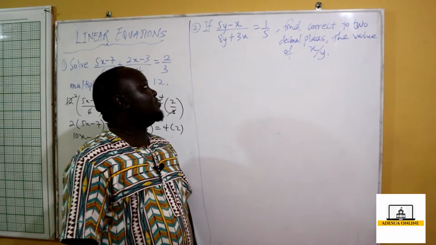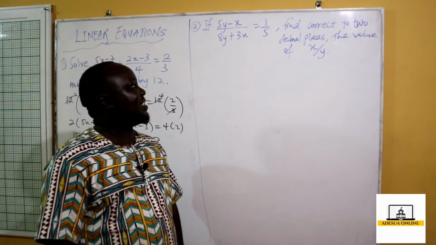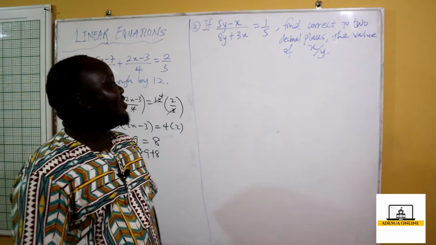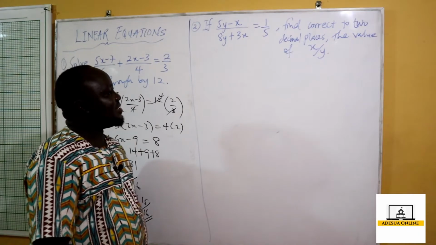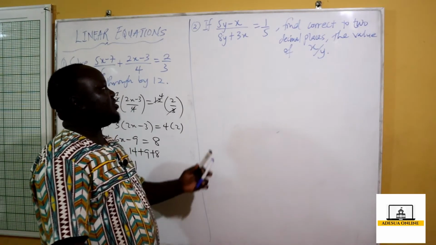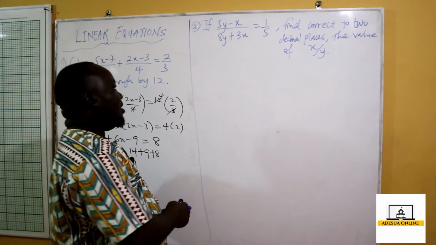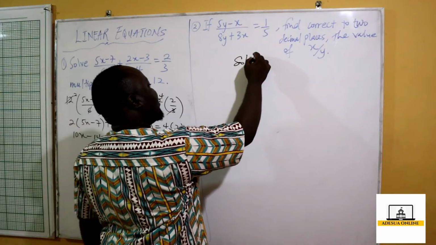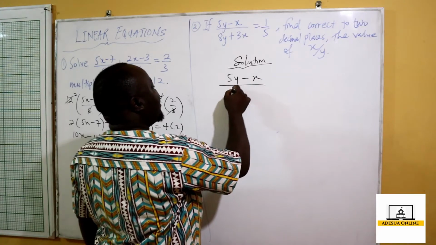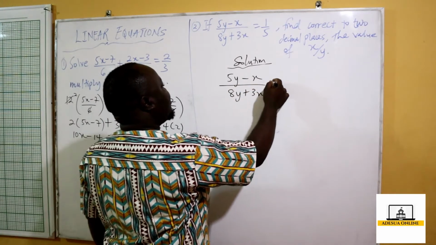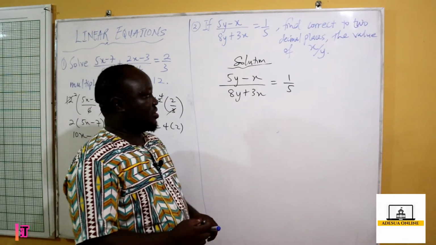In question 2, if (5y minus x) over (8y plus 3x) is equal to 1 over 5, find, correct to 2 decimal places, the value of x over y. So it means we need to express this equation in the form x over y. In our solution, we have (5y minus x) over (8y plus 3x) equal to 1 over 5. So this is an equation with an equal sign.